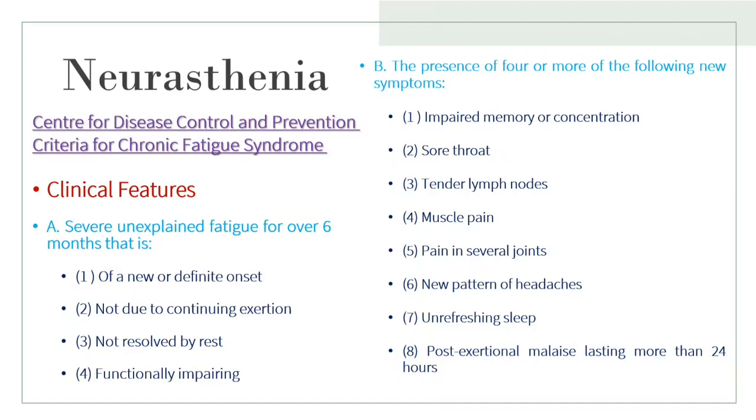And in the B criteria, out of 8, 4 must be present. For example, impaired memory or concentration, sore throat, tender lymph nodes, muscle pain, pain in several joints, a new pattern of headaches, unrefreshing sleep, and post-exertional malaise lasting more than 24 hours.